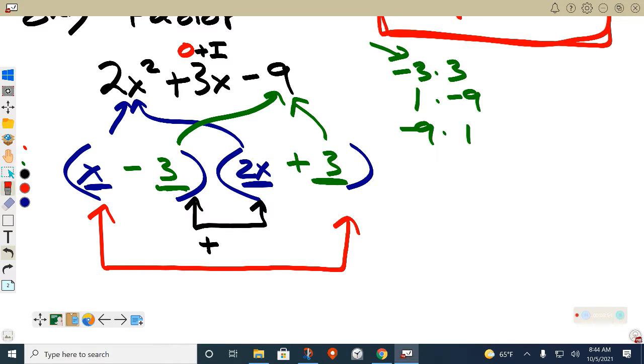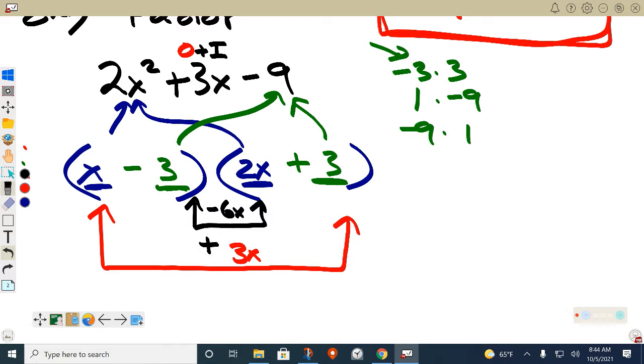Outsides multiplied in red. X times 3 is 3x. Insides multiplied in black is negative 3 times 2x. What's negative 3 times 2x? Negative 6x. Beautiful. Thank you, Gomez. And now I'm going to add those up. That's why I put the plus here. I'm going to add these two terms up and see if they become positive 3x.